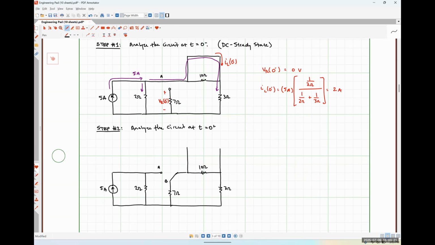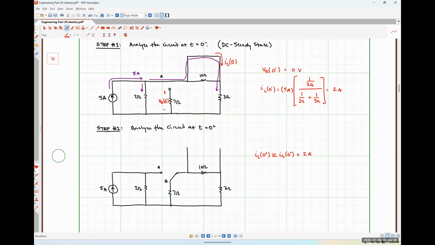So at t is equal to 0 plus, the current that is being carried by the inductor is fixed, right? So I'm going to make a note of that over here on the right. So IL at 0 plus must be equal to IL at 0 minus, which was 2 amps. The inductor current can literally not be anything other than 2 amps without us violating the laws of physics, essentially, okay?